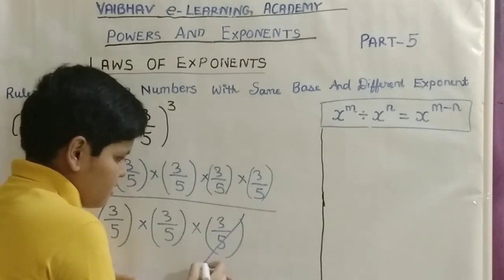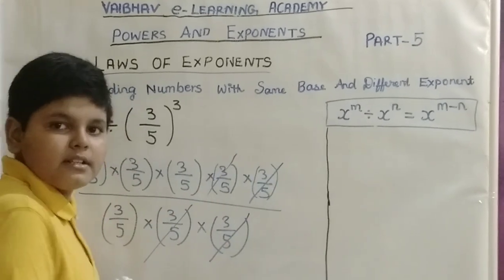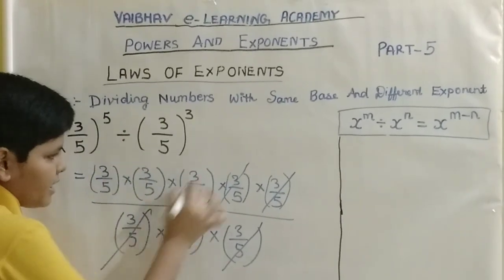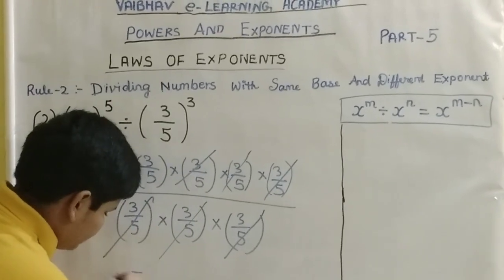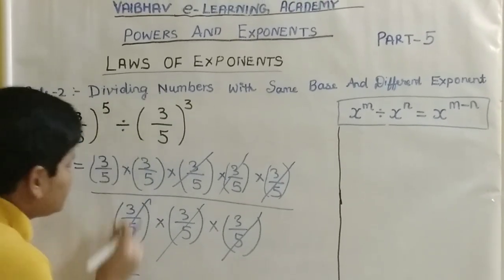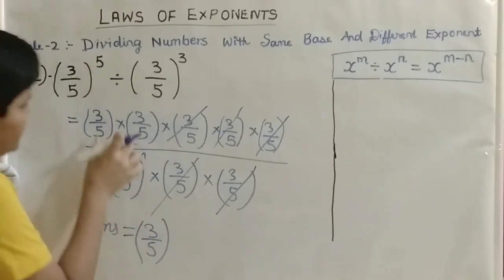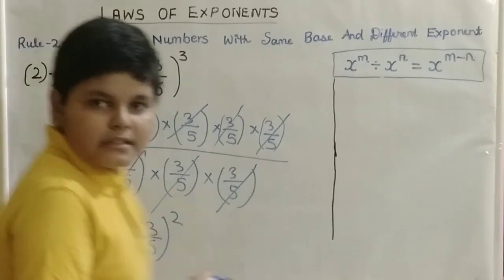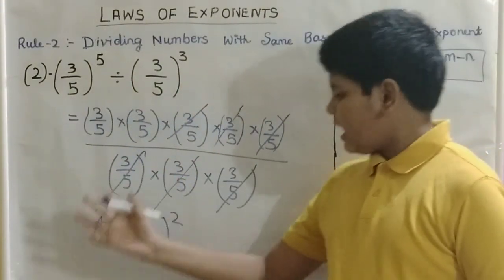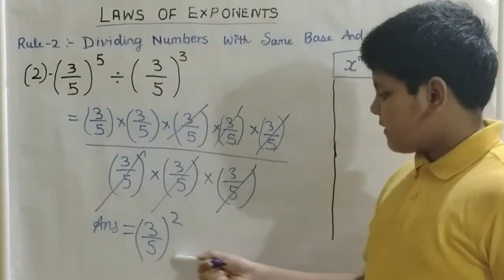So here 1 and 1 get cancelled. Here 1 and 1 get cancelled. And the final one, this one and this one get cancelled. So the answer which we get is 3 by 5, multiplied 2 times, so to the power of 2. This is what we got as the answer by the traditional division way. We got 3 by 5 to the power of 2.